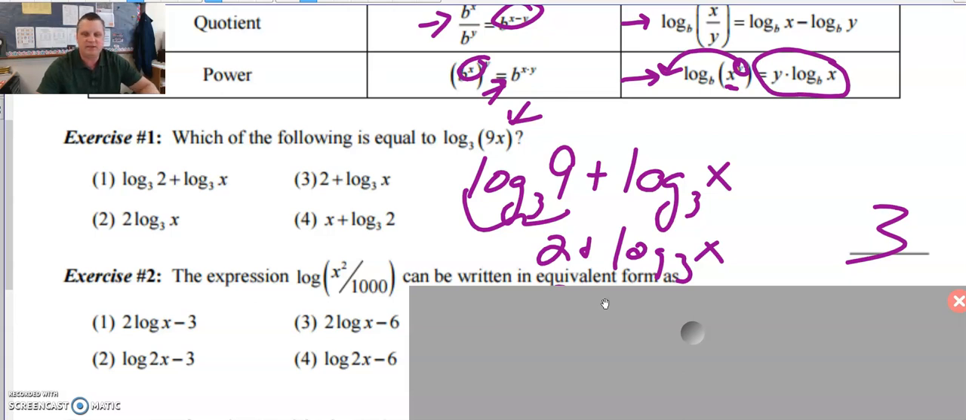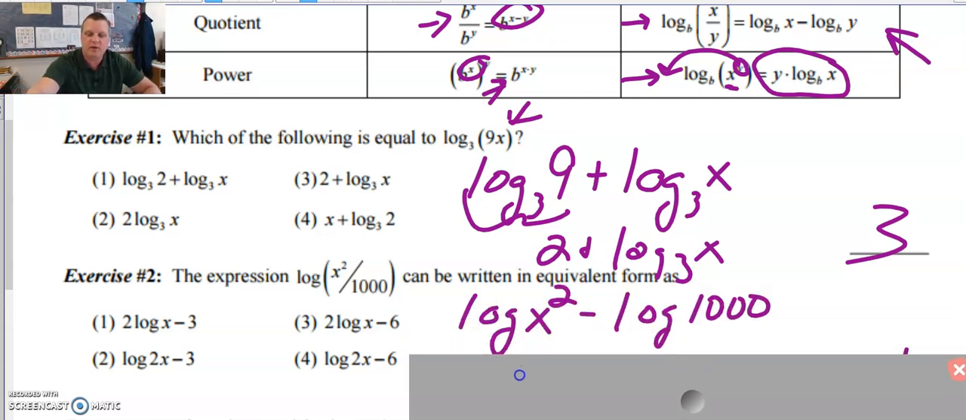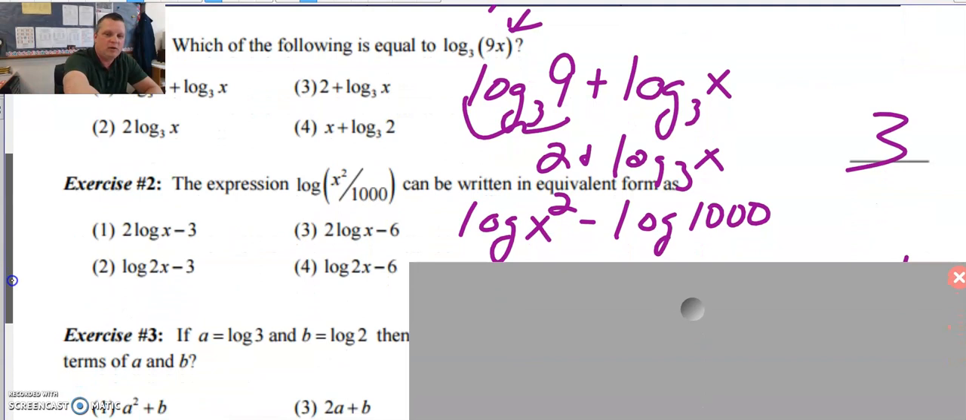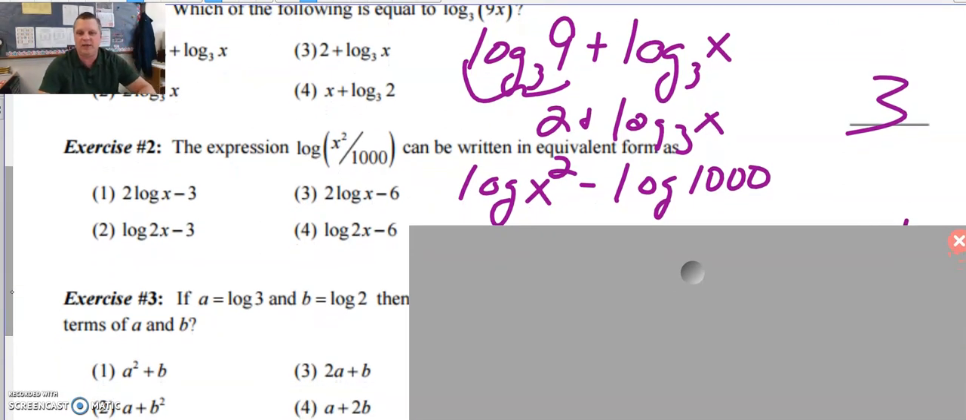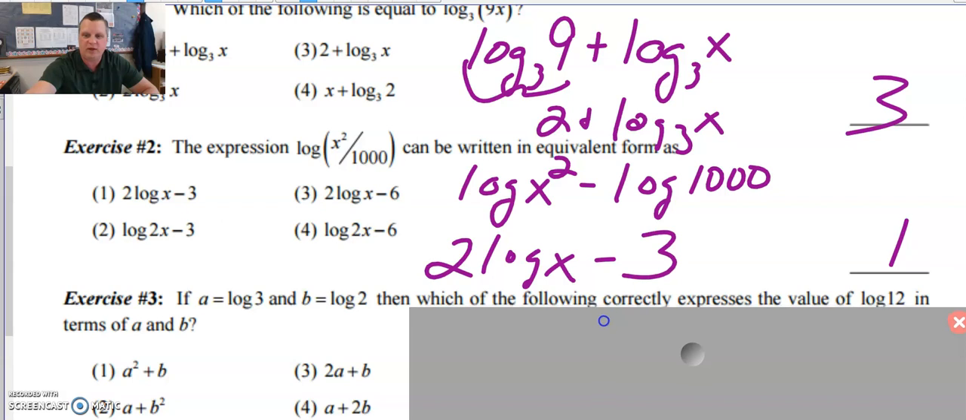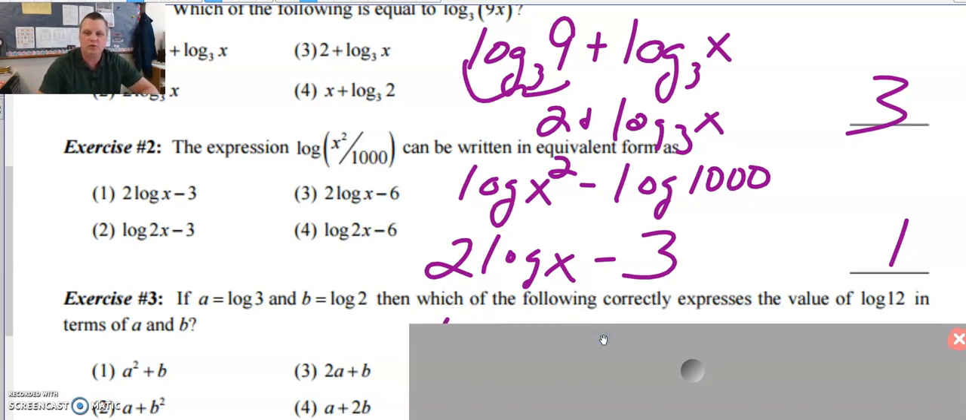Exercise 2, we have the expression log of x squared divided by 1,000. If it is division, by the rules, division becomes subtraction. So I rewrite it as log x squared minus log 1,000. For log x squared, with your power rule, the 2 will come out in front. Log 1,000, put it into your calculator. And there you go: 2 log x minus 3, choice 1.